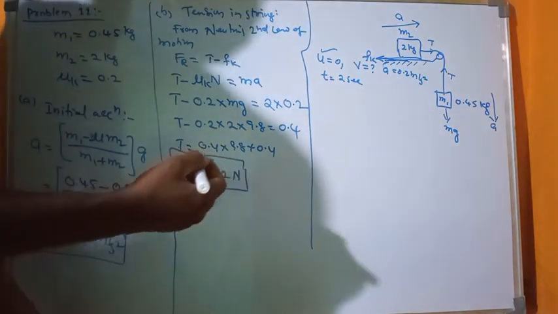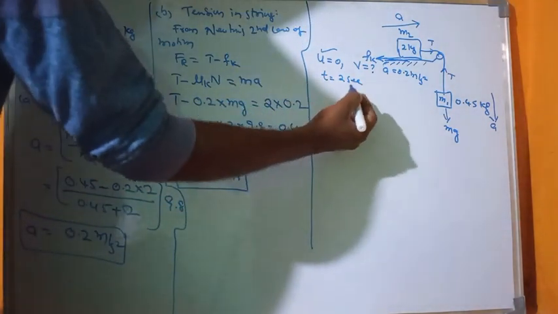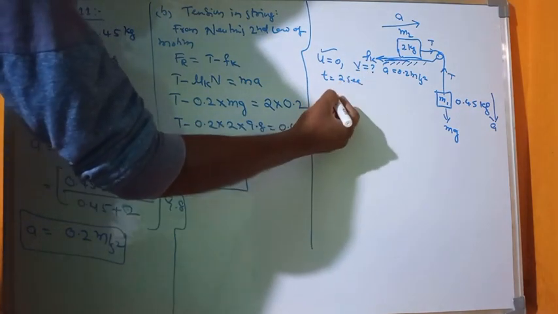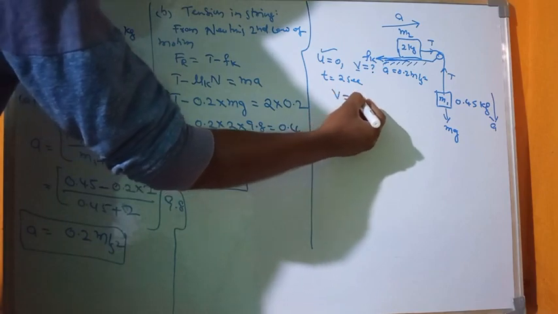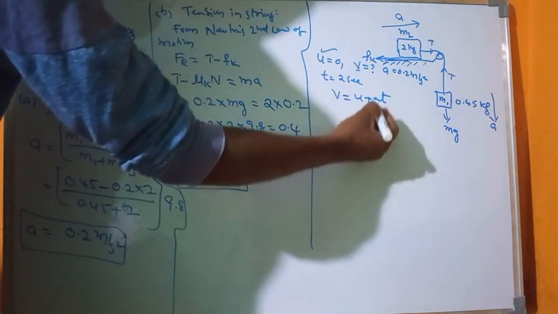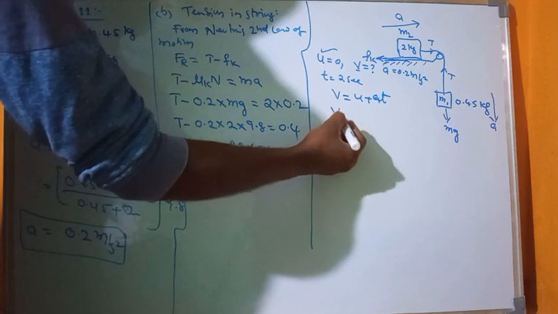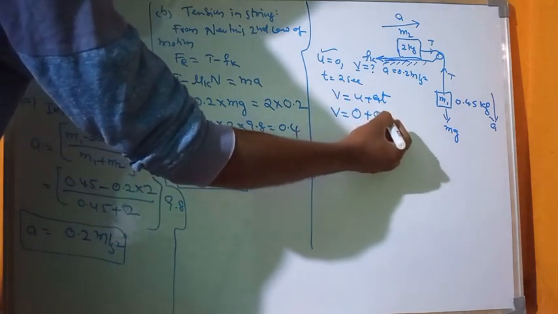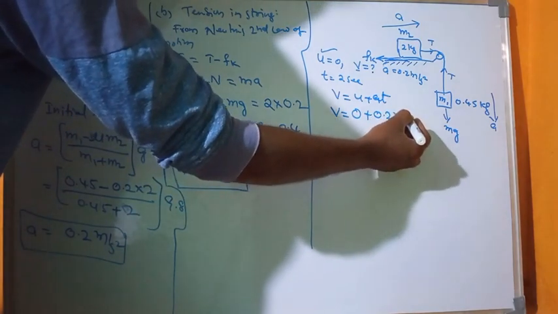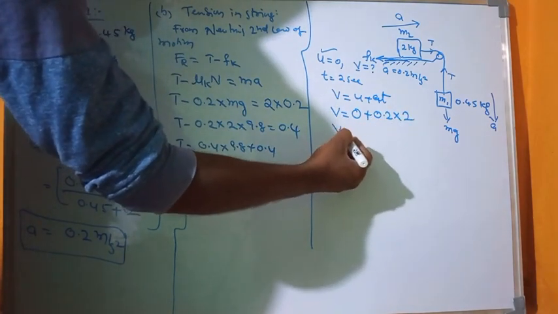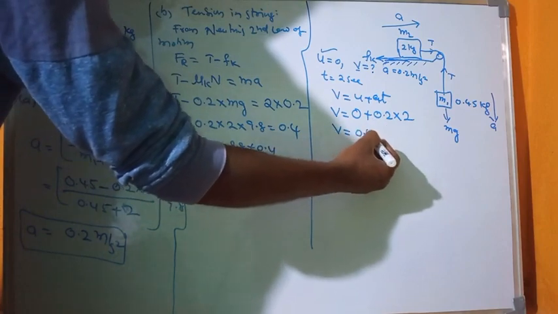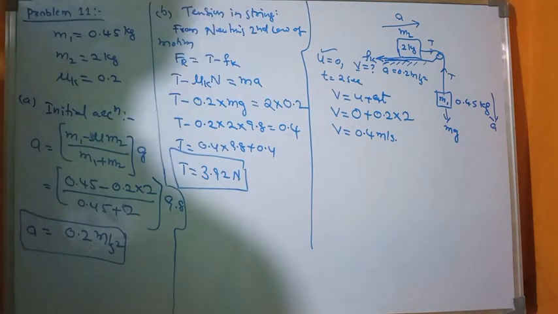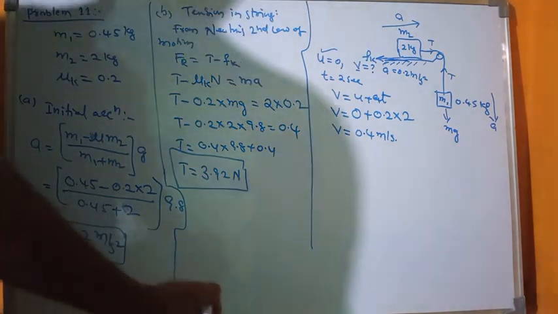For that, I am writing that we want the final velocity. According to the kinematical equation, v is equal to u plus at. So v is equal to u, which is 0, plus a, which is 0.2, into time 2 seconds, then v is equal to 0.4 meters per second. This is the final velocity.